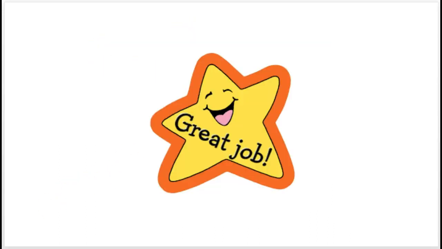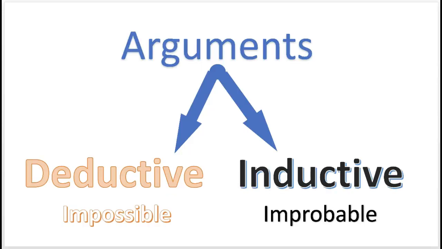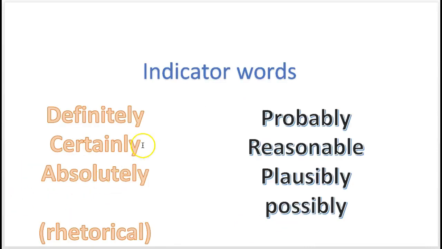Well, great job, ladies and gentlemen. You made it through it. In this video, you learned that arguments can be divided into two categories, deductive and inductive. Deductive is impossible to be false, the conclusion necessarily follows. Inductive is improbable to be false, the conclusion probably follows. You've also learned how to identify these.